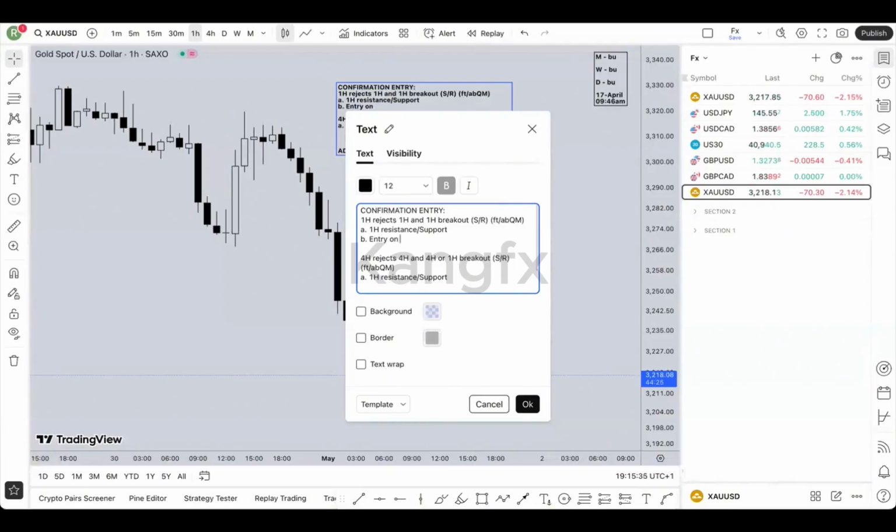Entry and refined. Okay, let's just put entry on the 1 hour support or resistance. The same thing with this one. Same thing here. The same thing here.